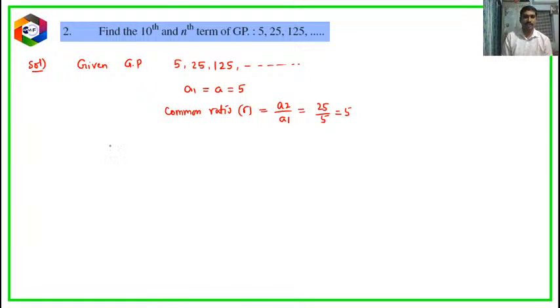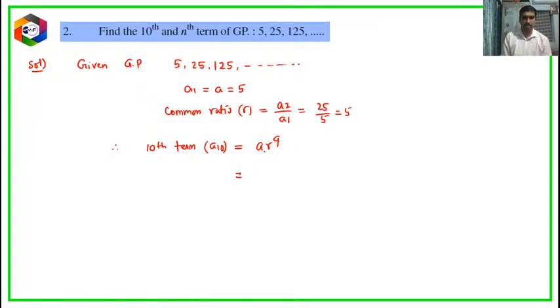Now the first question is the 10th term, that means A10. What is the A10 value? A R power 9. Yesterday we discussed the nth term of a geometric progression. What is the nth term of the geometric progression? A R power n minus 1. So the power of R will be 1 less than the term number.